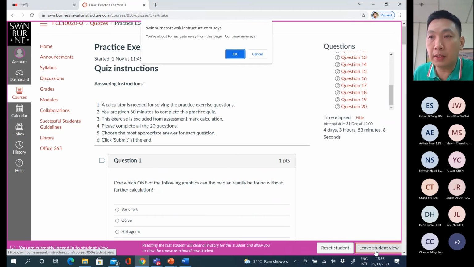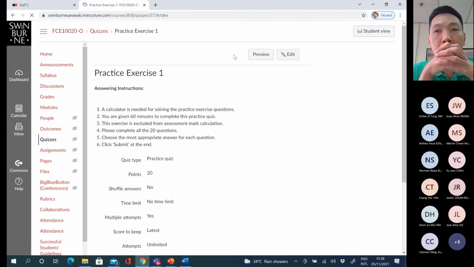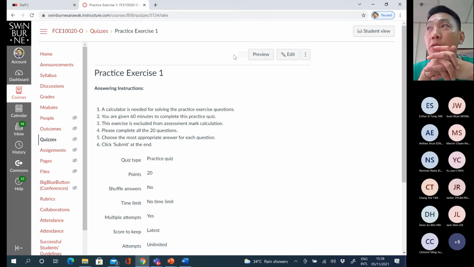So any question on the online test 1? The weighting of online test 1 is 20%. It's very high weighting, 20% of your overall assessment mark in this semester for this unit. That means one question is worth 1 mark.